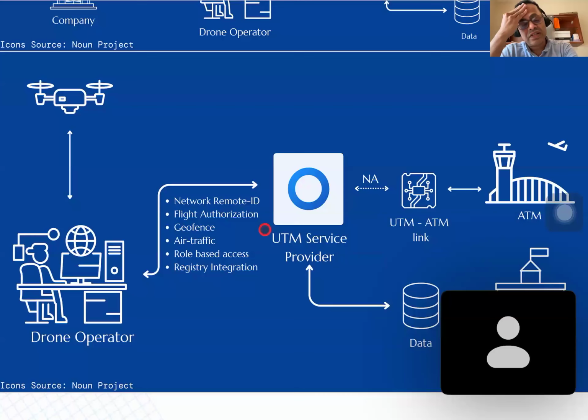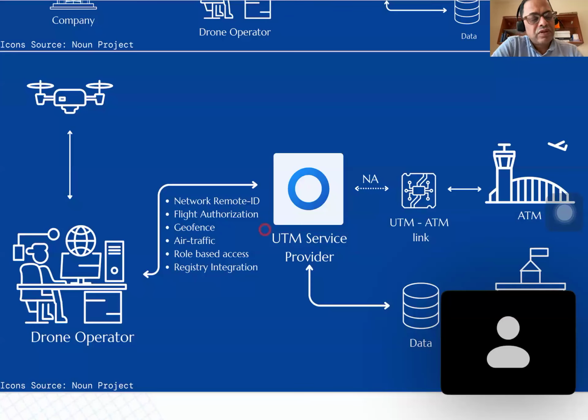That's the question, and this is what this slide tries to answer. As I said, UTM is not one thing, although many companies will claim to have a UTM product. In reality, it's a set of services. You see some of them written in this slide: network remote ID, flight authorization, geofence, air traffic display, and so on. These are the services that are provided.